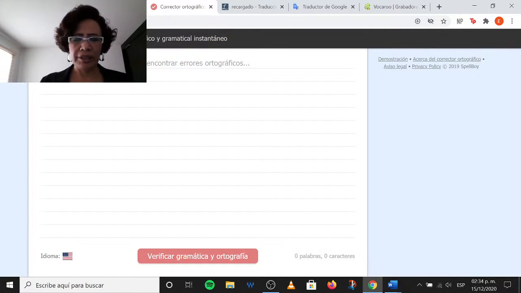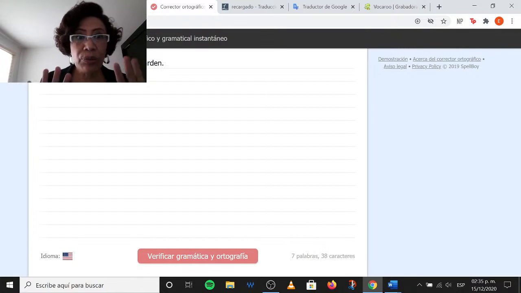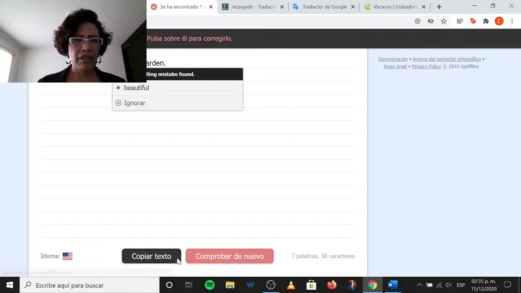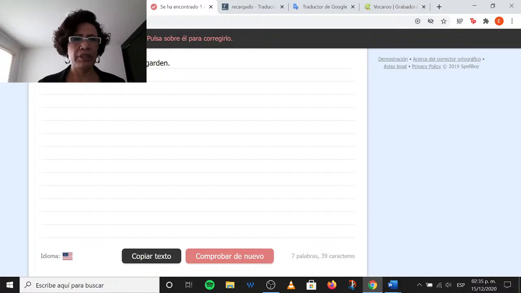And let me see. I'm going to write my house is white with beautiful garden. All right, I wrote that. I think it's the correct one. Let's see if it's correct. Okay, you see, it says beautiful, right? And in here there is another mistake. It didn't mark it, but well, anyway, it helps. All right. Check again. It's correct now.